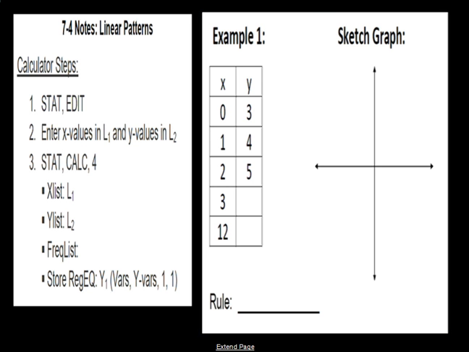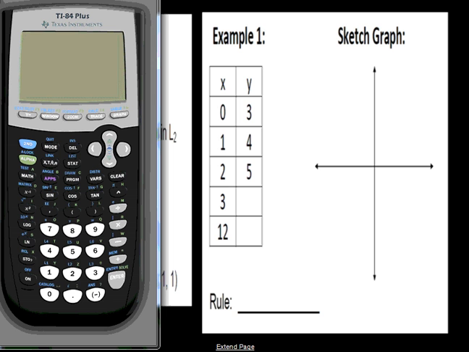Our steps for our calculator: we're going to click on the Stat button and Edit. We're going to enter our X values into L1, our Y values in L2. We're going to then calculate a linear regression using L1, L2, and a frequency list, and then we're going to store these things so that we can have the rule. So we're going to be using a TI-84 Plus graphing calculator.